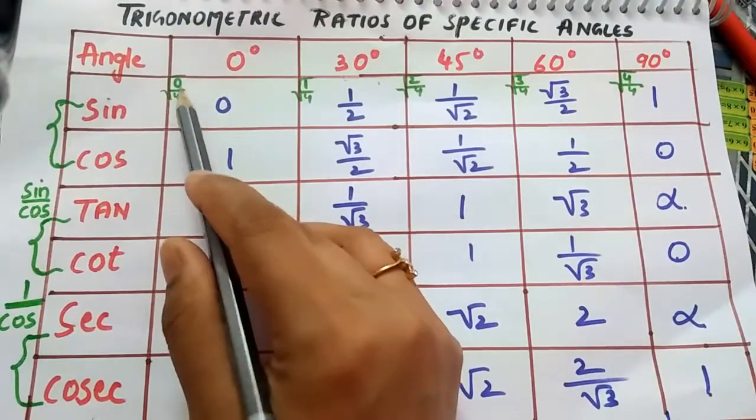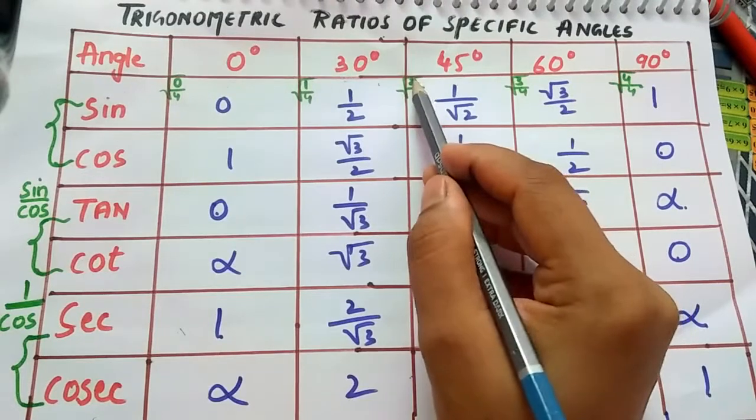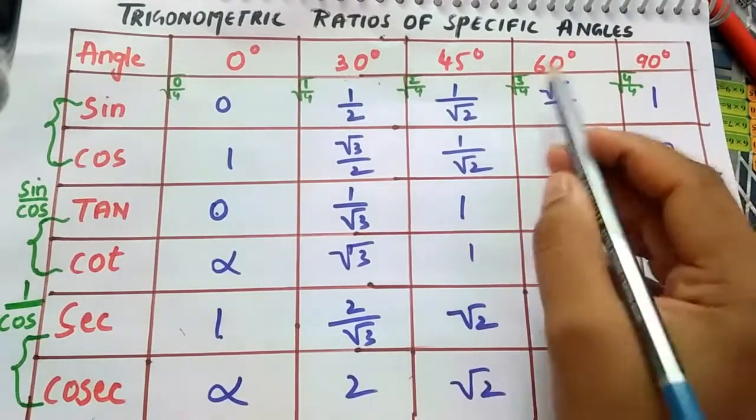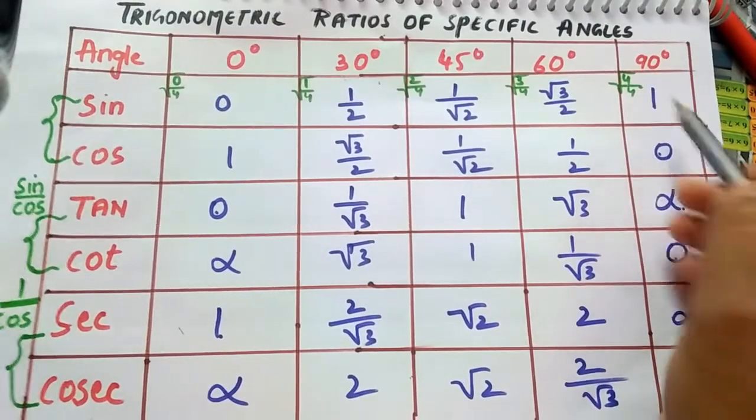After taking the square root, 0 divided by 4 is 0. Root of 1 by 4 is nothing but 1 by 2. Root of 2 by 4 is nothing but 1 by root 2. Root 3 by root 4 is nothing but root 3 by 2. Root 4 by 4 is nothing but 1.